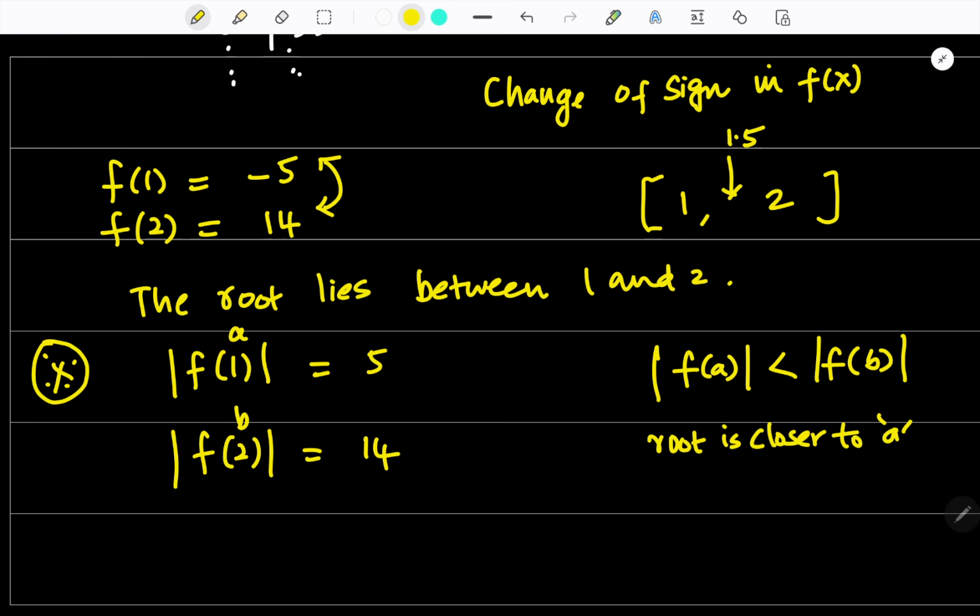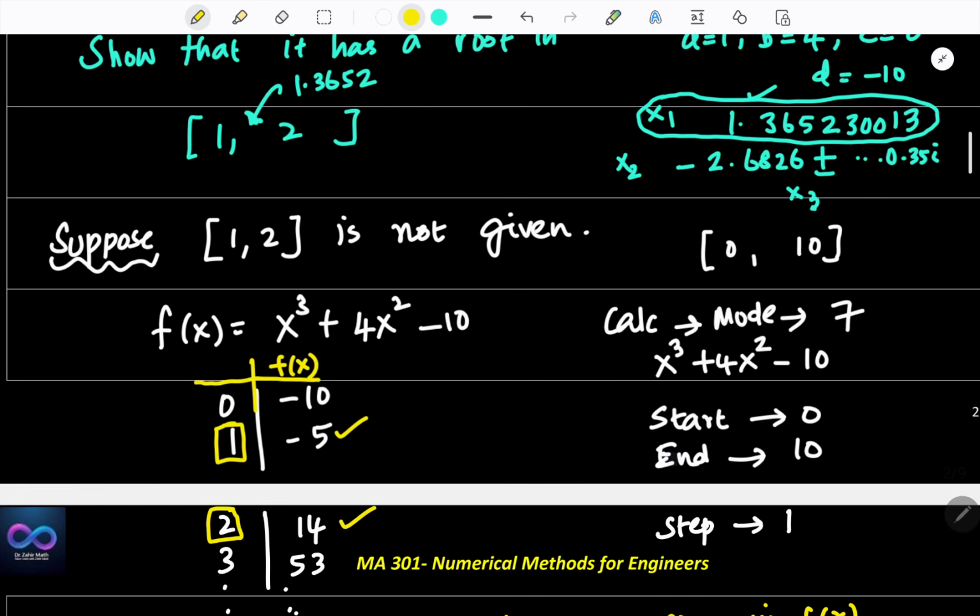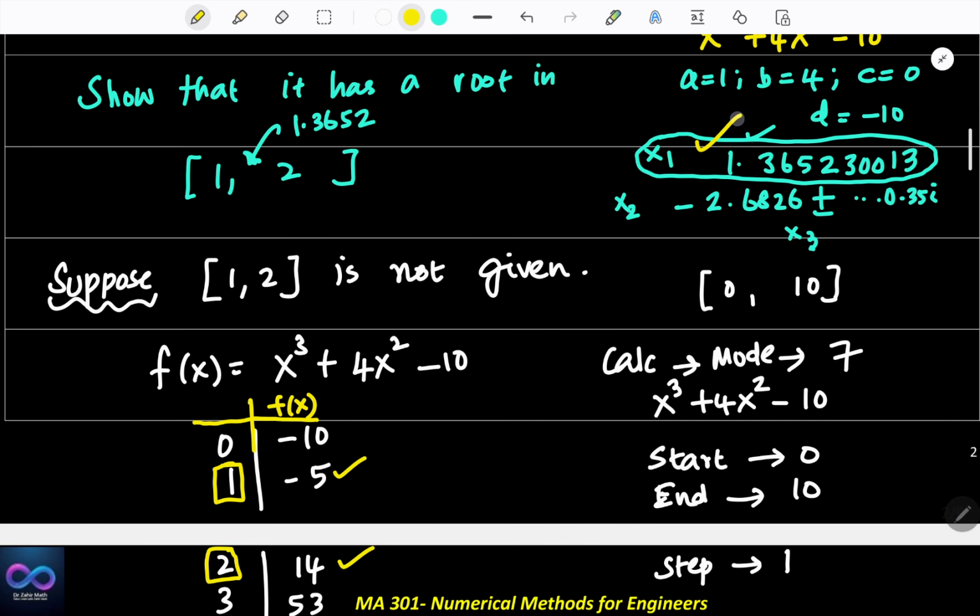What is the meaning of closer to a? It means your answer is less than 1.5, 100% sure. Of course, you see here, what is the answer we got in the calculator? 1.365. So definitely it is less than 1.5, right?